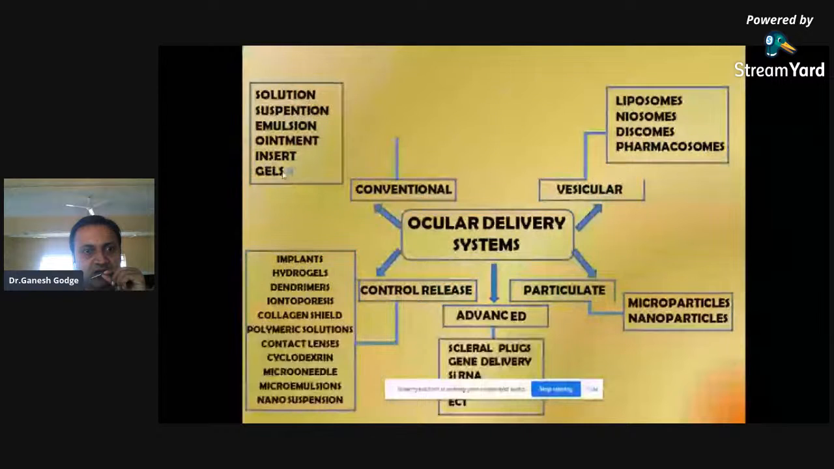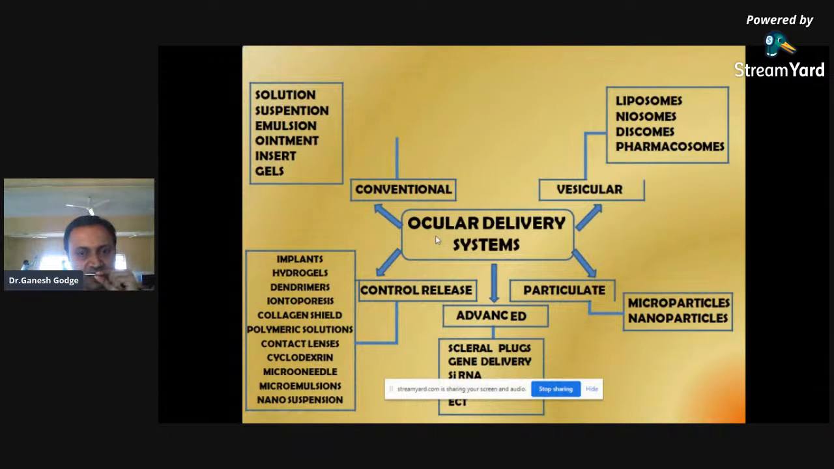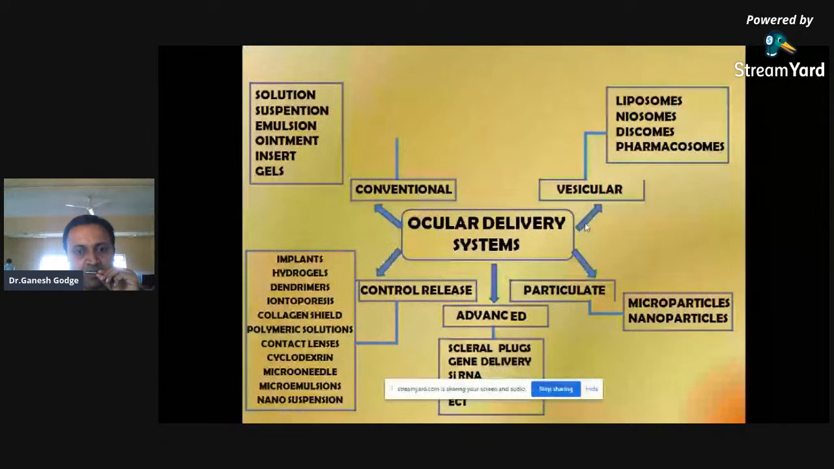drops, inserts and gels. Now, if you want to distinguish, if you want to write some distinguishing features of conventional and new ocular preparations, these are conventional ocular preparations and the rest are new ocular preparations. So you should be able to write distinguishing points of drawbacks of conventional ocular preparations and some advantages of new ocular preparations, including controlled release, particulate drug delivery system or vesicular drug delivery system, which are recommended for ocular penetration.